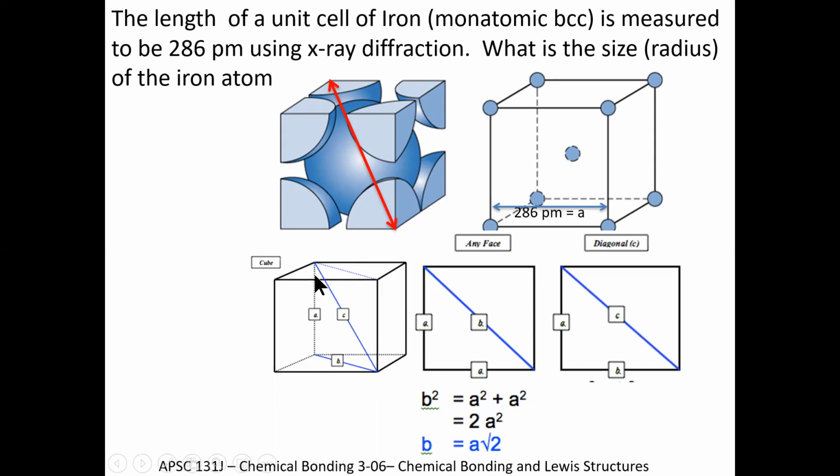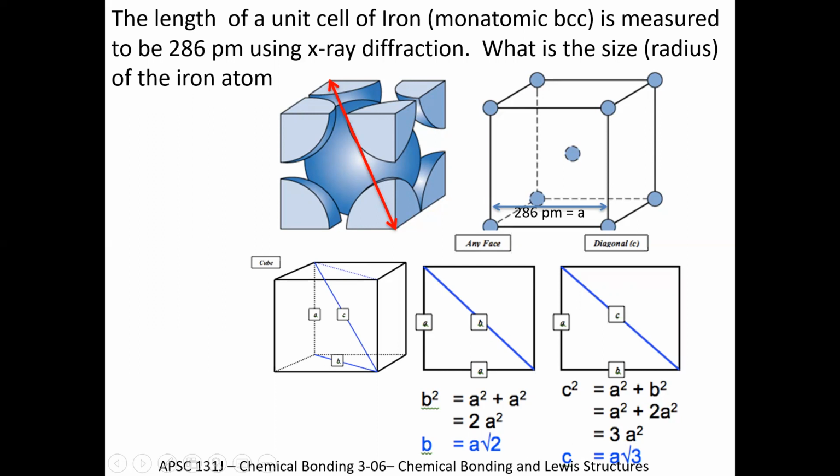And then, of course, we can look at the diagonal. It goes from one side of the cube to the other. And we know A, B, and C, the relationship there is C squared is A squared plus B squared. But we said B squared was really equal to 2A squared. So I can substitute here for B squared. And we get C is equal to the square root of 3 times A.